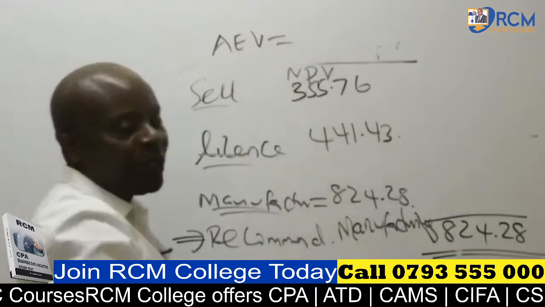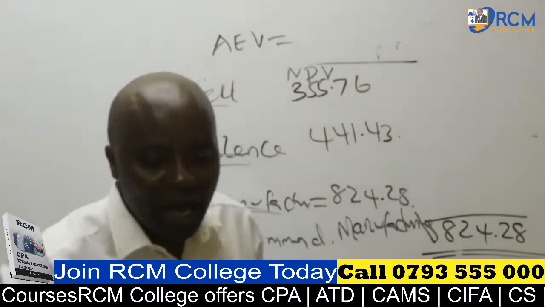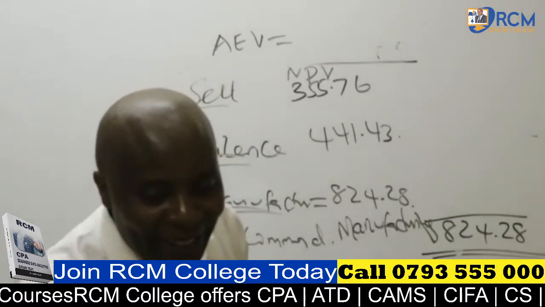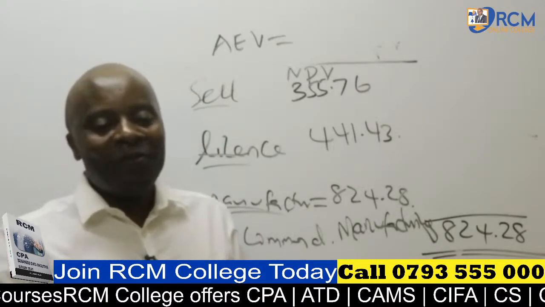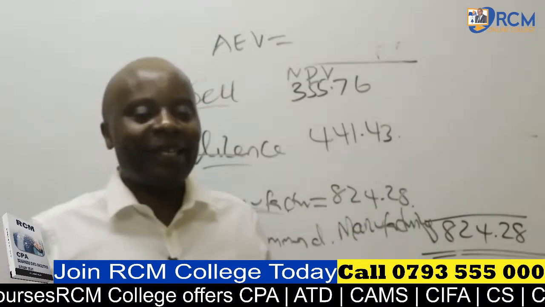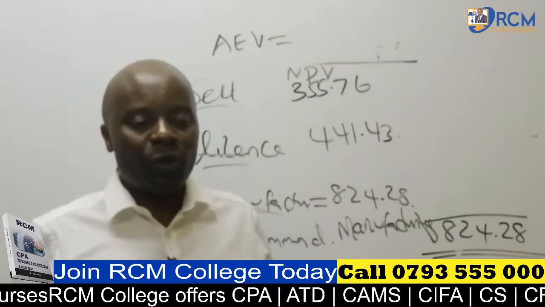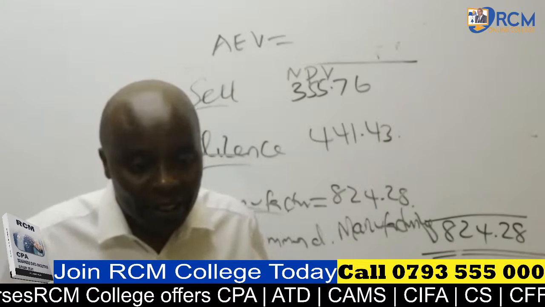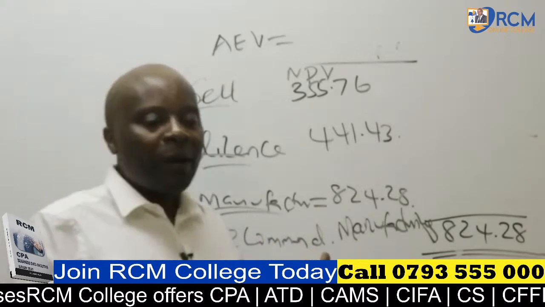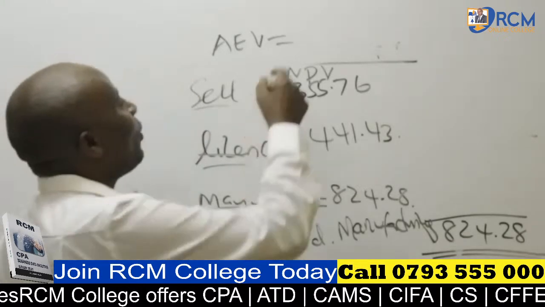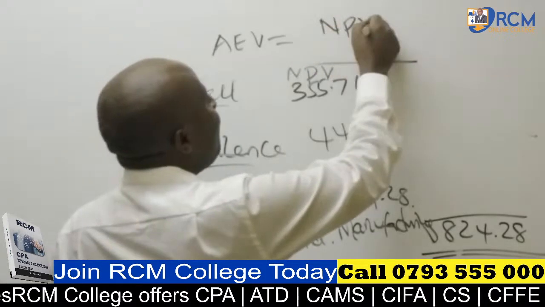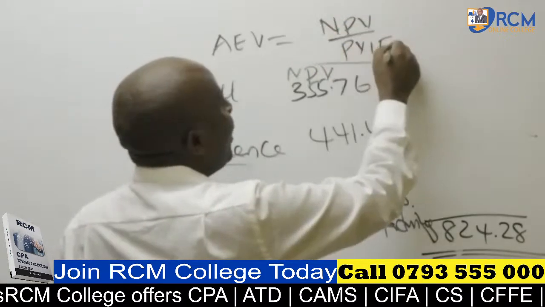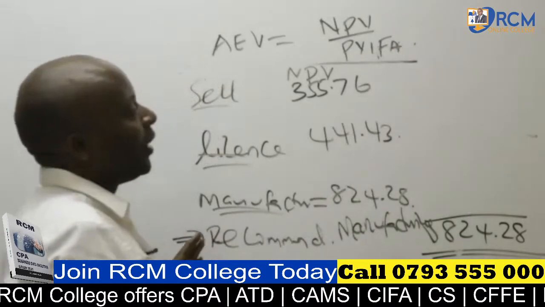Is there anybody who is able to remember the formula of AEV? Annualized equivalent value. They have forgotten. It is NPV over PV-FA. NPV over PV-FA. This is very easy.